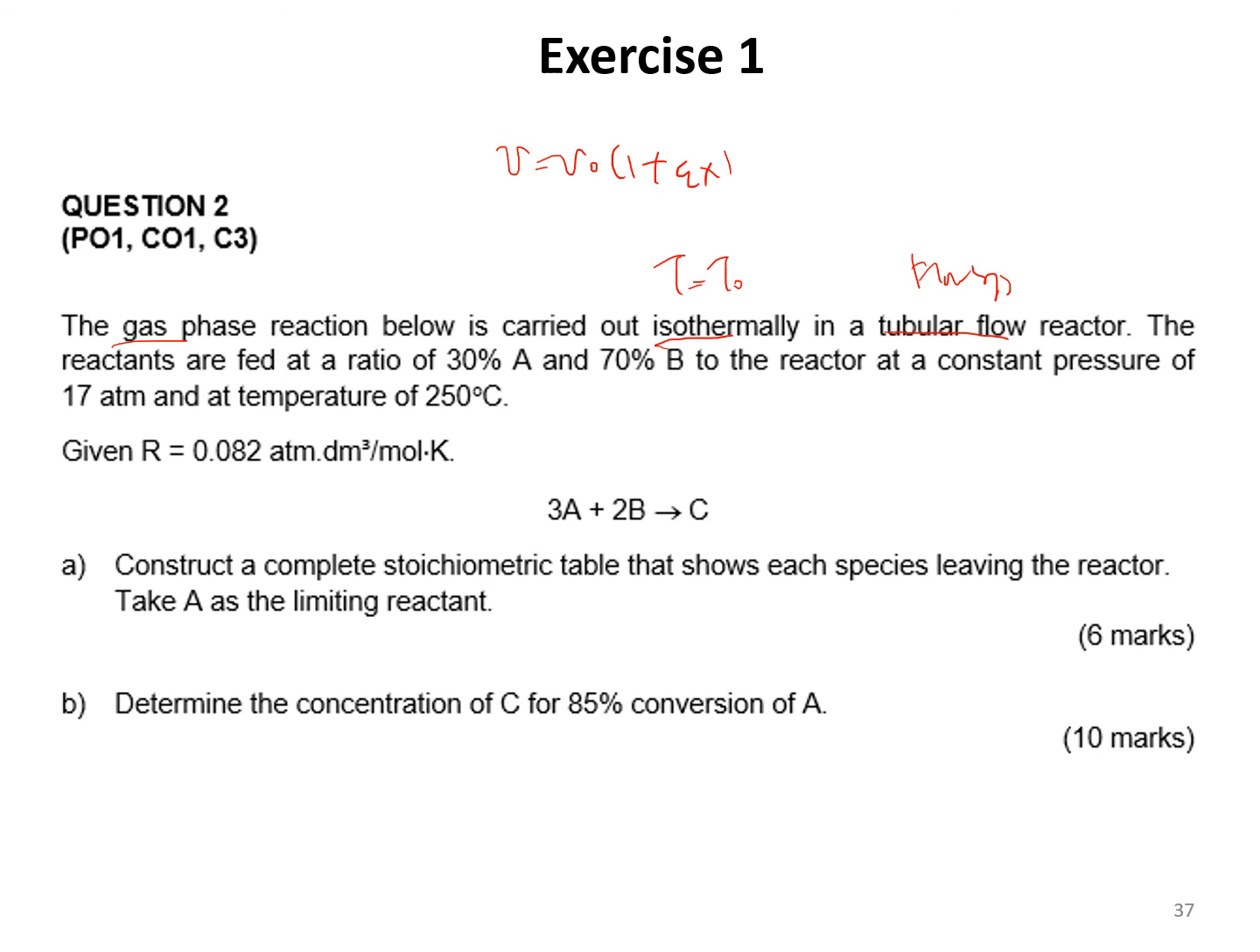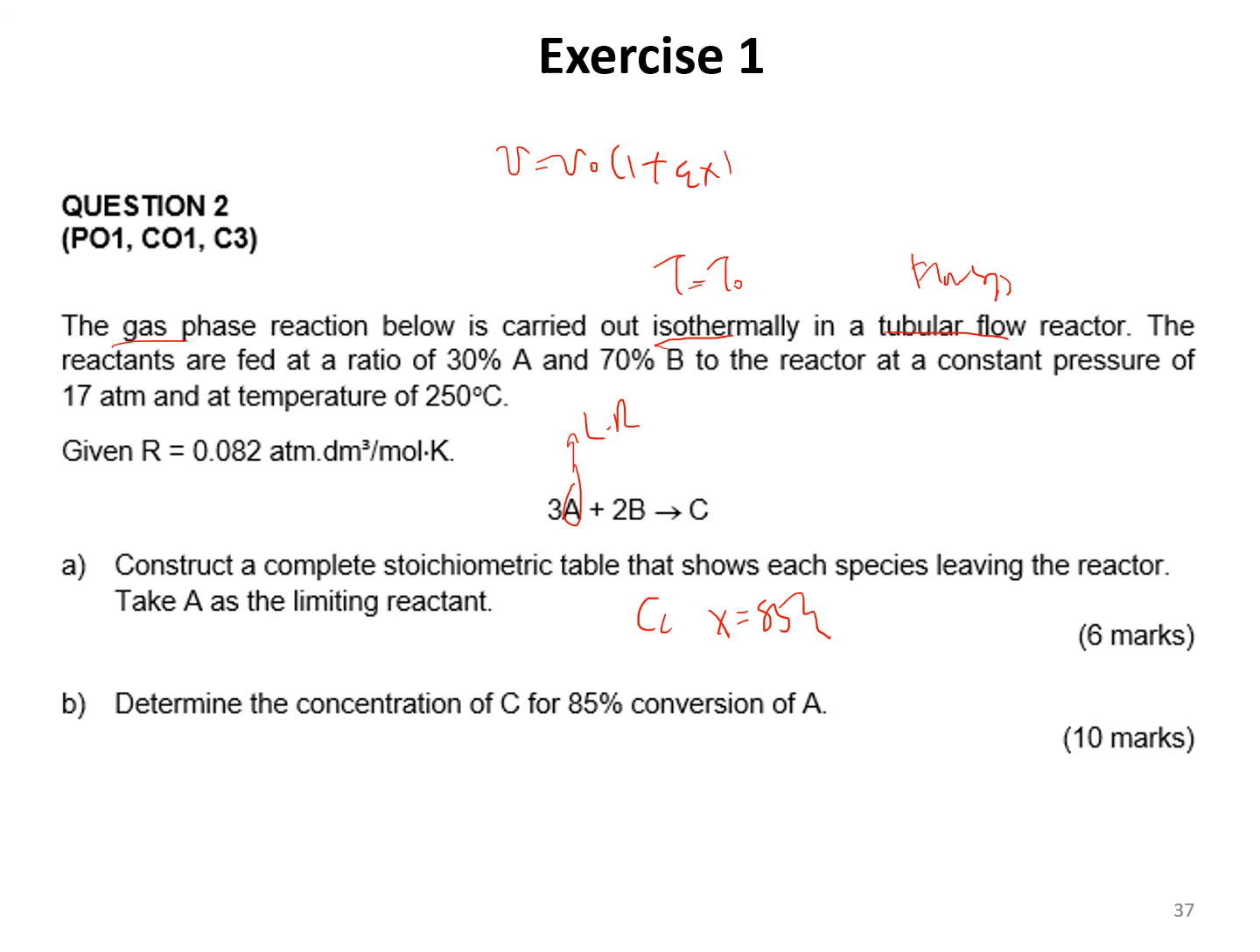So from here you have to construct a complete stoichiometric table that shows each species leaving the reactor. Take A as the limiting reactant. So A would be the limiting reactant, and for B, we have to determine the concentration of C when X is 85%. So first, for this first exercise, I will show the solution. Let me try to get the answer for A.